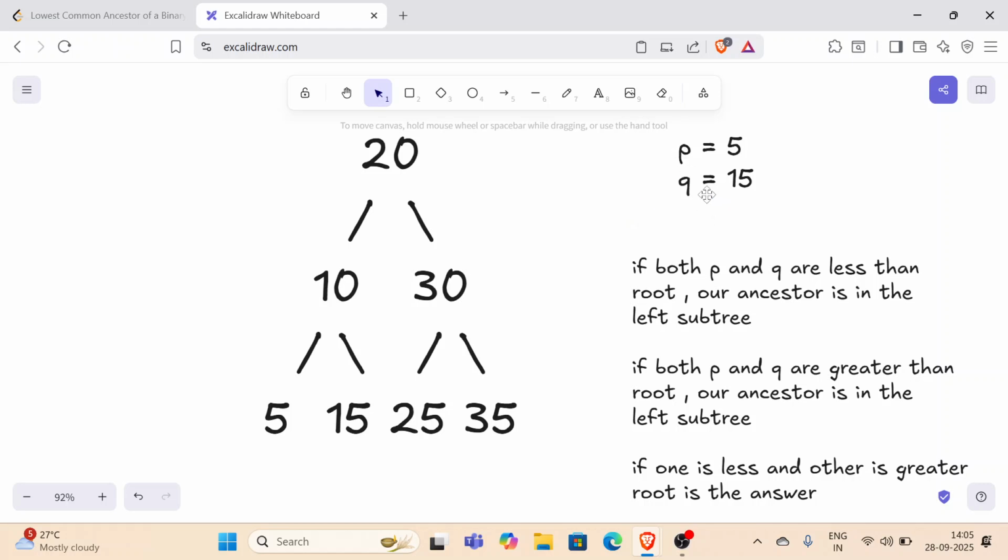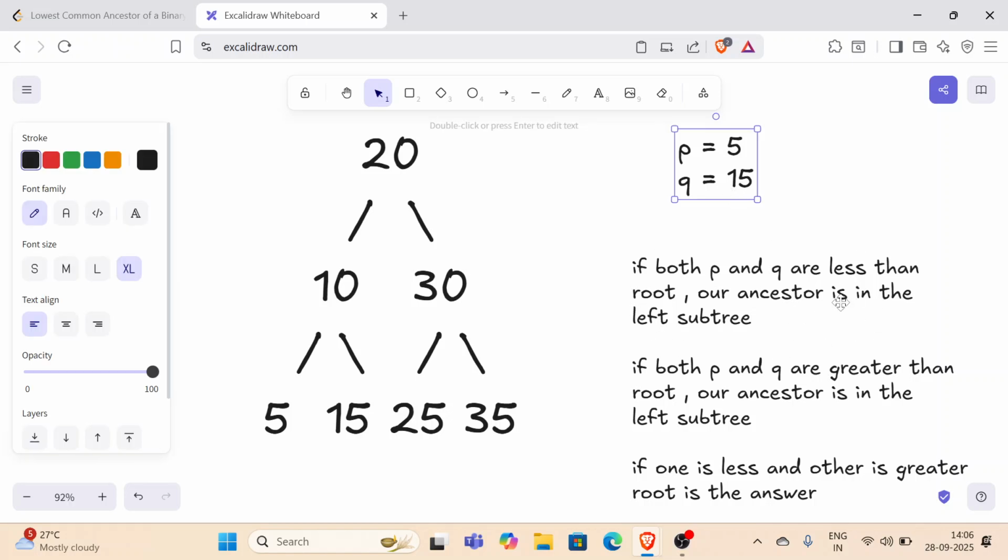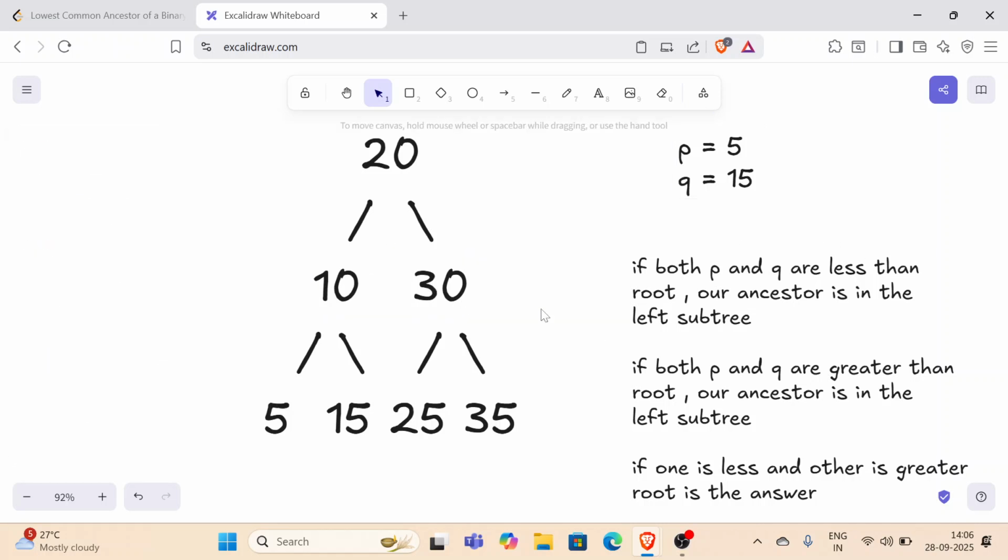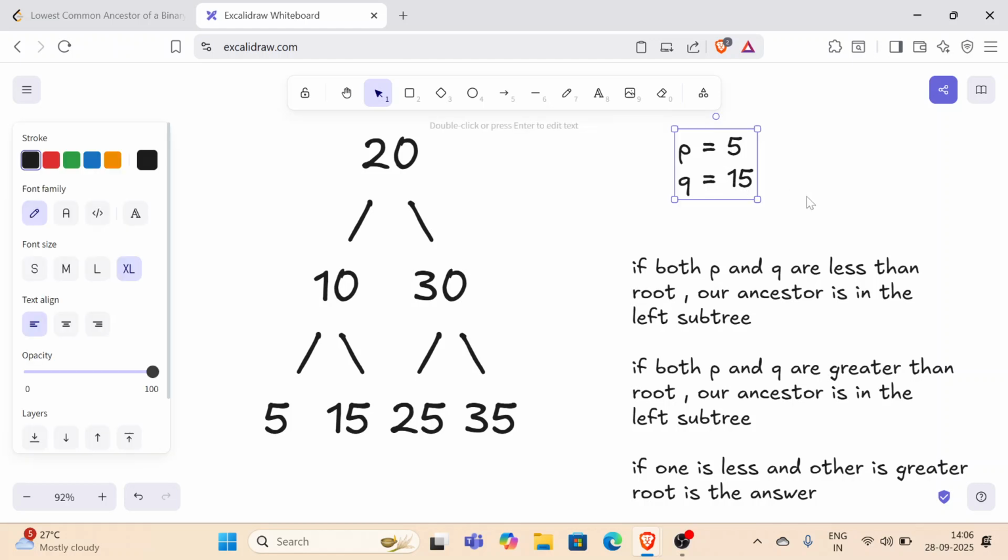So if P and Q are both greater than the root, our lowest common ancestor will lie in the right subtree. If both are lesser, the parent lies in the left subtree. So let's implement this. If both P and Q are less than our root, we'll search in the left subtree. If both are greater than the root, we'll search in the right subtree. And if one is less and the other is greater than the root, the root is the lowest common ancestor. So here we have P as 5 and Q as 15.